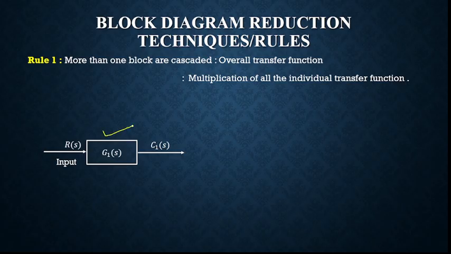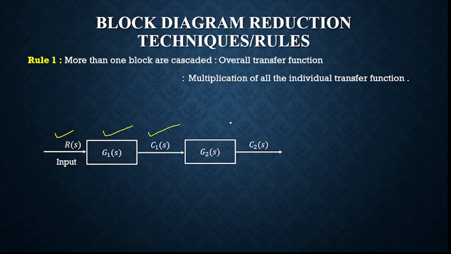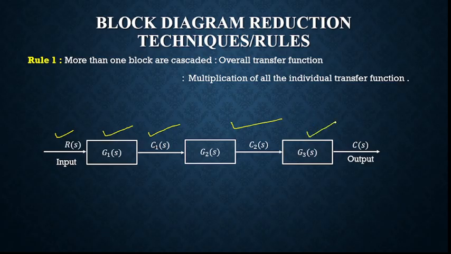So this is the first system G1 of S, whose input is R of S, output is C1 of S. This output C1 of S is connected to another block, G2 of S, whose output is C2 of S. Then the third block is G3 of S, whose output is C of S. So the output of one block is connected to the input of the next block, output of the second block is connected to the input of the third block, and so on. There can be n number of blocks, so here it can be Gn of S, connected in cascade.